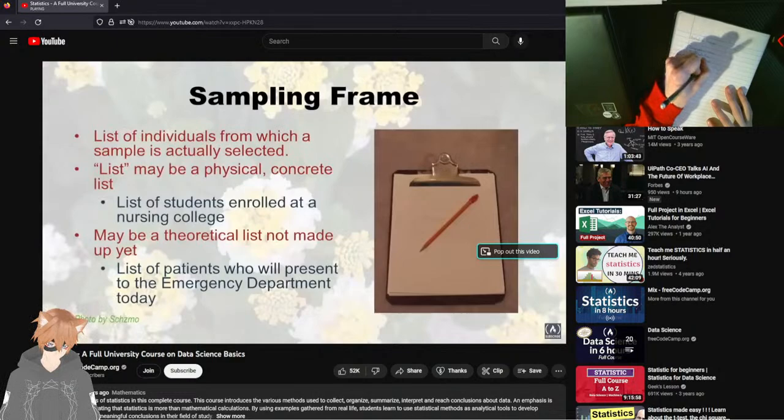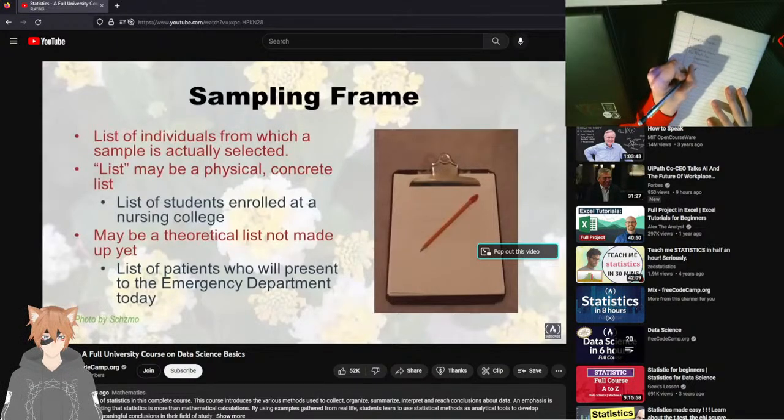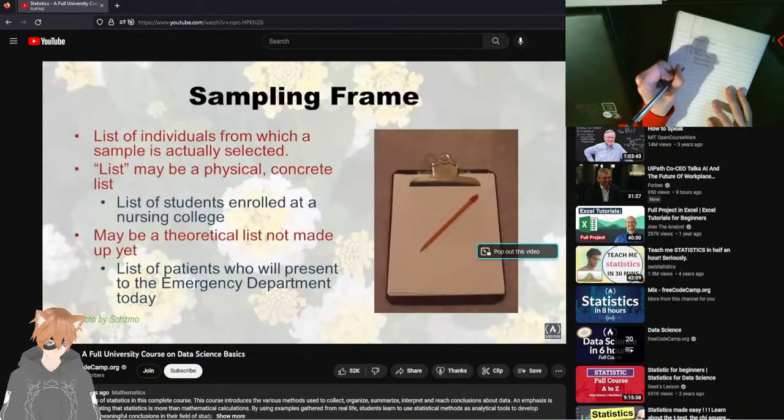That could be your list. You go to Human Resources and get that. Or it could be a theoretical list. It could be like the list of patients who present to the emergency department today. Obviously, when you go into work at the beginning of your shift, you're not going to know who's on that list yet. But it could be a theoretical list. But whatever that list is, that is your sampling frame. Those are the people who actually could be selected for your study.